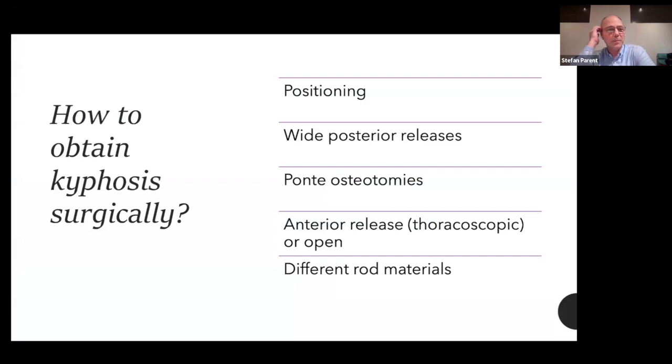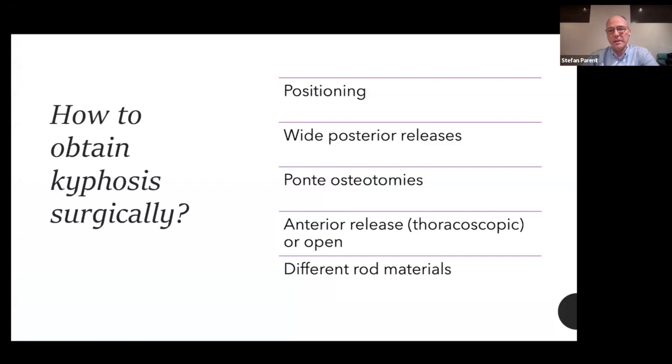So how do we obtain kyphosis surgically? There are different ways, but one of the first ways you can work on that's pretty easy is just positioning your patient on the table properly, putting the thoracic bolster or bump at the right position so you maximize kyphosis generation just by lying them prone. Then wide posterior releases are commonly used. Ponte osteotomies, I'll show you how we do this.